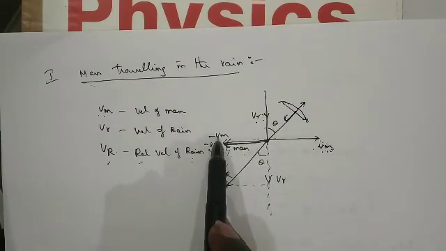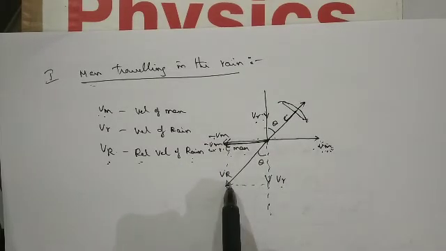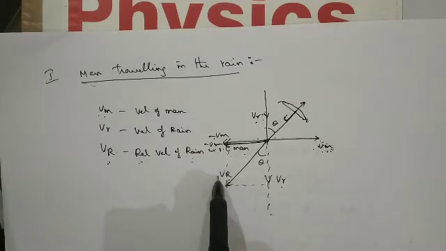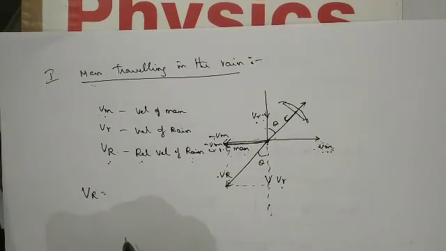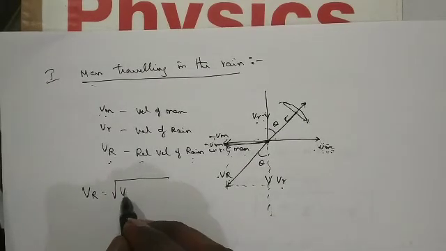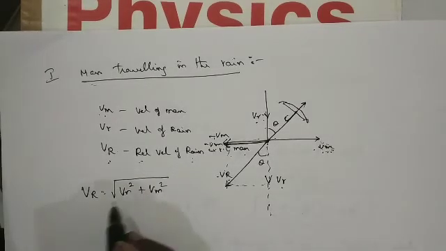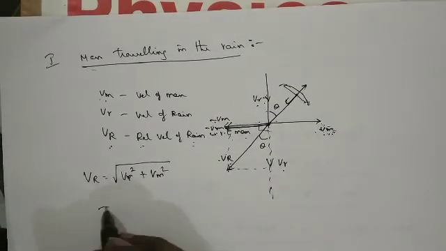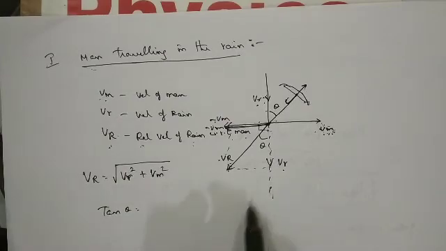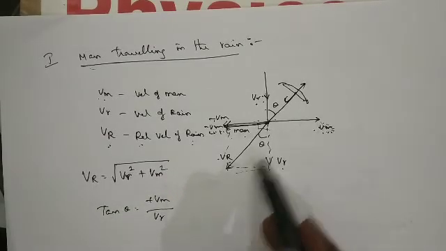So the resultant of minus Vm and Vr gives the relative velocity of the rain with respect to the man, capital Vr. So capital Vr is going to be equal to the square root of Vr square plus Vm square, because there is a 90-degree angle between them. And also tan theta is going to be equal to minus Vm upon Vr. We need not put the minus, we already know it is coming in the opposite direction.